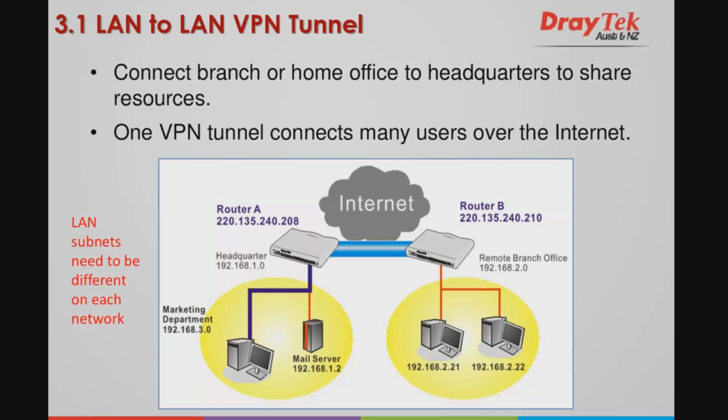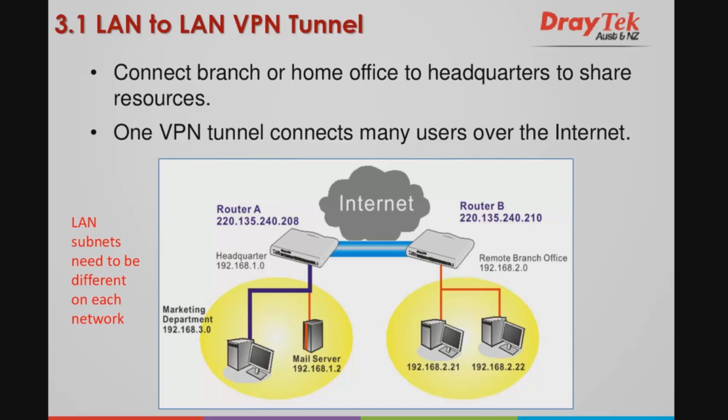LAN-to-LAN VPN tunnels are used to connect a branch office or home office to the headquarters to share resources. Through one VPN tunnel, many users can be connected over the internet. The users at the branch office can access servers and printers, for example, as if they were on their local network. In this mode, only one VPN connection is created, and all staff at the branch office can access head office services. At the same time, head office staff can access branch office services.